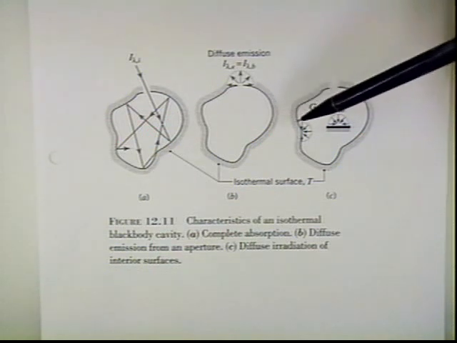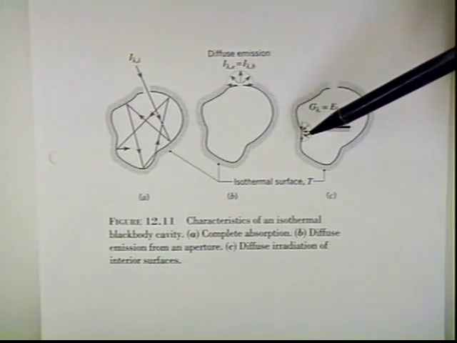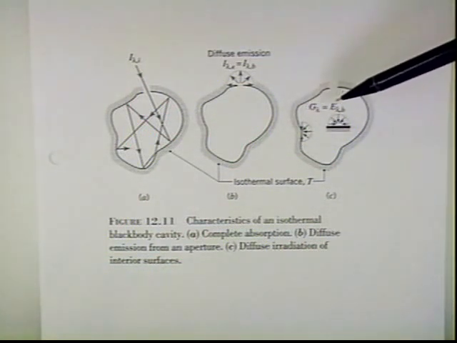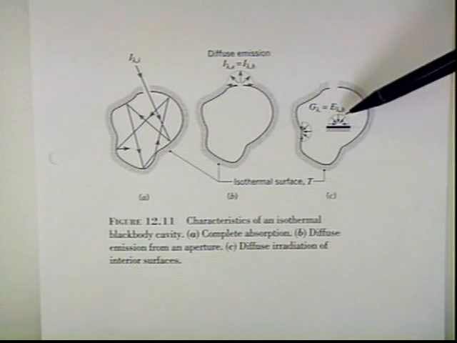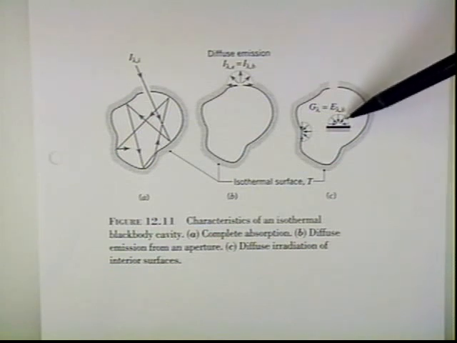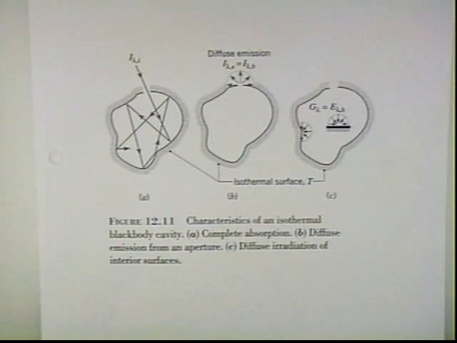Now, if a small body is confined within this black body radiation field, the radiation experienced by this body must be diffuse, and it will be equal to emission from a black body at T's surface. Okay, so let's look at the next diagram here.